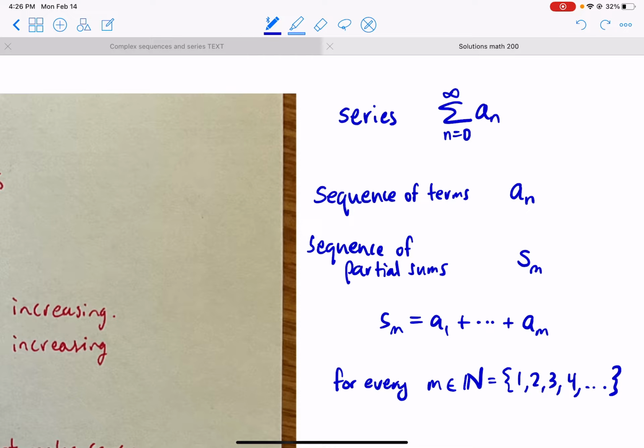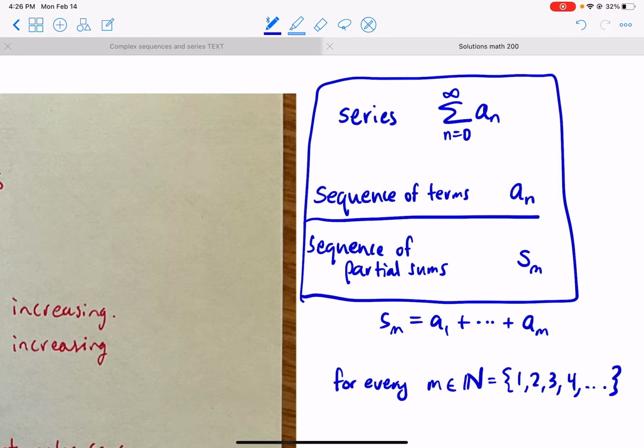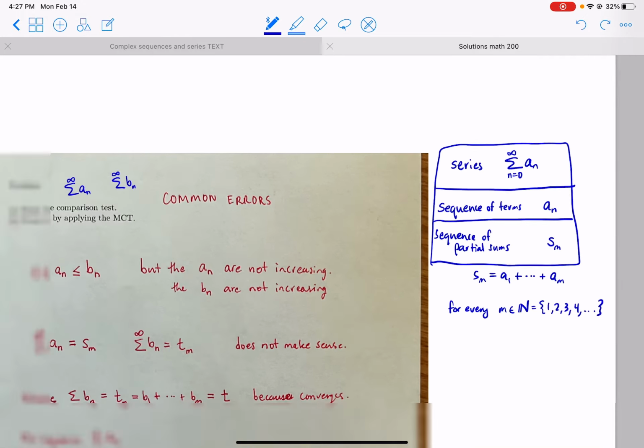Okay, so these are three very different things. They are related, of course. The partial sums are just finite sums of the terms in this sequence. And then this series is the limiting value of the partial sum sequence. Notice that this would be a number. This would be a sequence, a map. This would be a sequence, a map. So these are infinitely many numbers, whereas this up here is just one number, the limiting value of this convergent sequence if it converges.